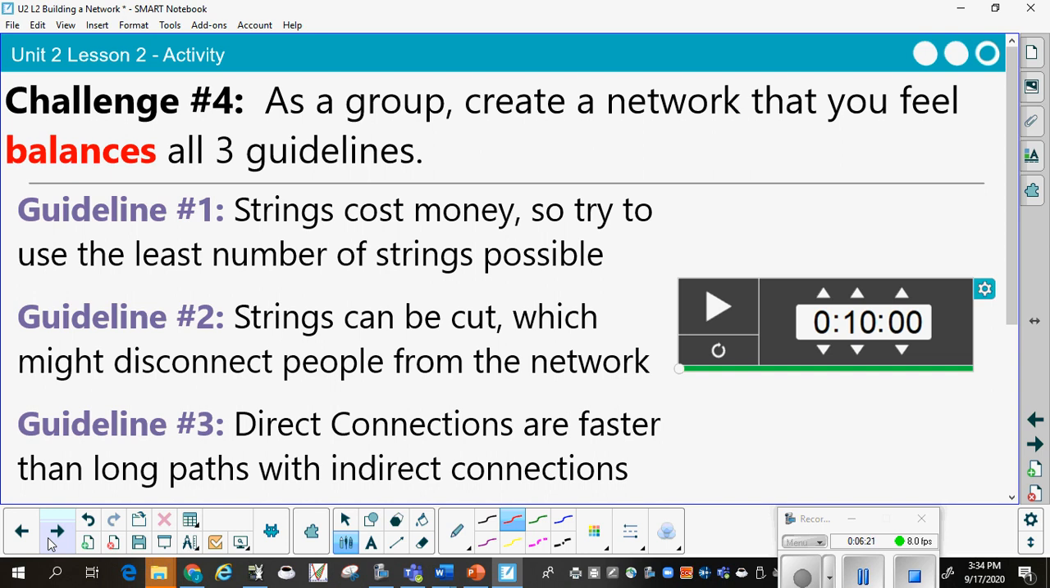But this gives us 3 different guidelines, and some of them sort of conflict. So what you're going to need to do is balance the cost of more strings with the ability to have faster connections. So as a group, create a network that you feel balances all 3 guidelines well. Pause the video and try this one.